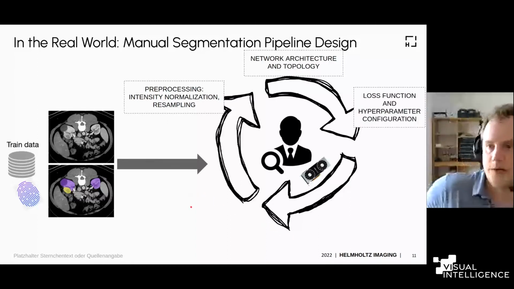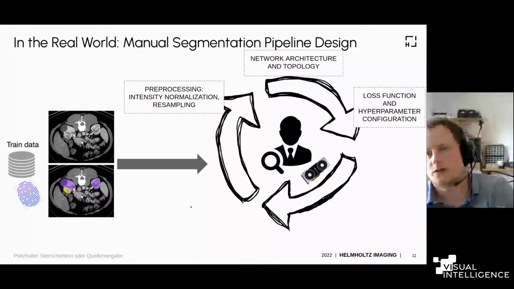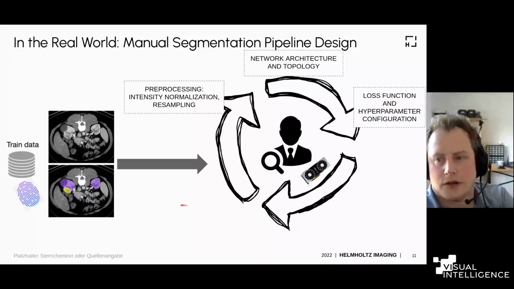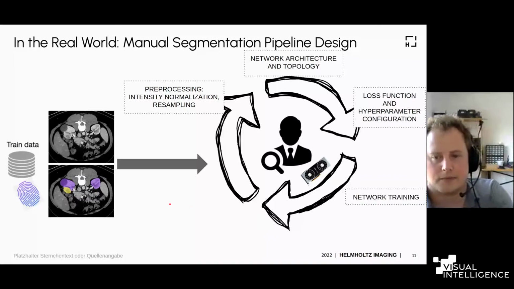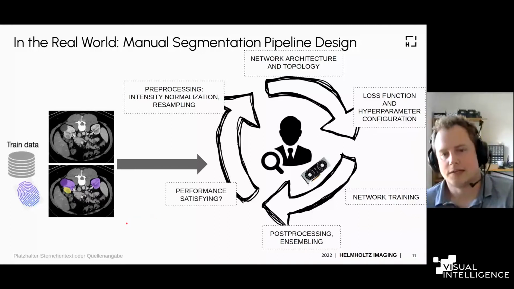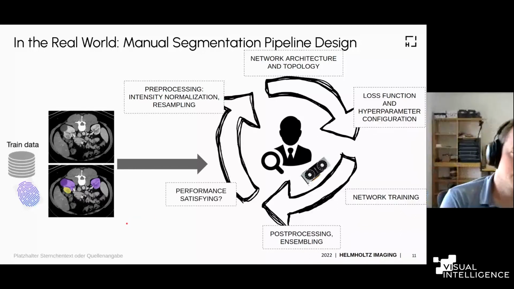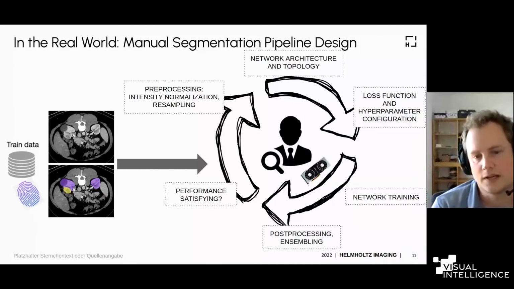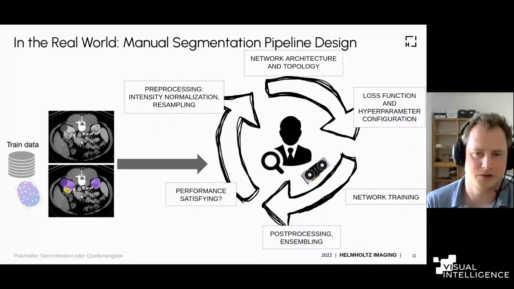You need to think about what kind of loss function you would like to use and how you would like to configure your hyperparameters. How the network training is going to take place also plays a huge role in model performance. Finally, maybe some post-processing and ensembling. And in the end, once you have configured all this, you run it, you train it, you evaluate it. The question is: is the performance satisfying? Have I achieved, so to speak, a global optimum of my pipeline or not?